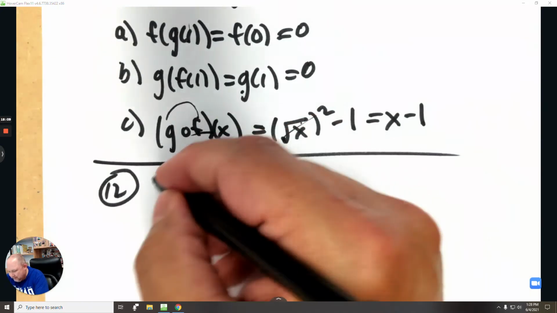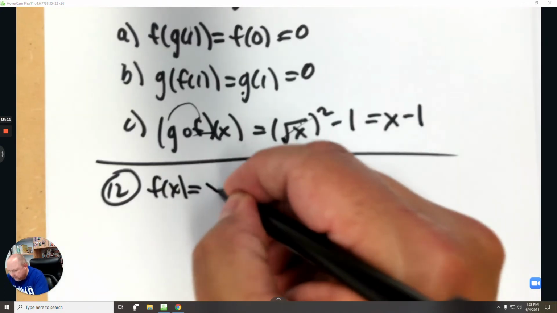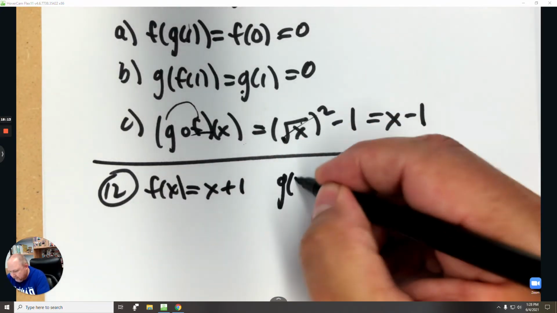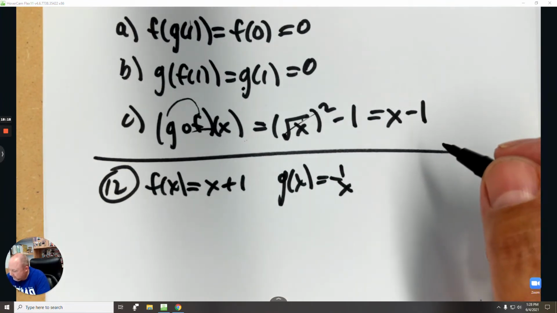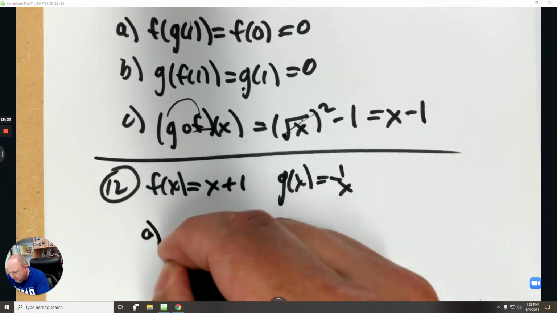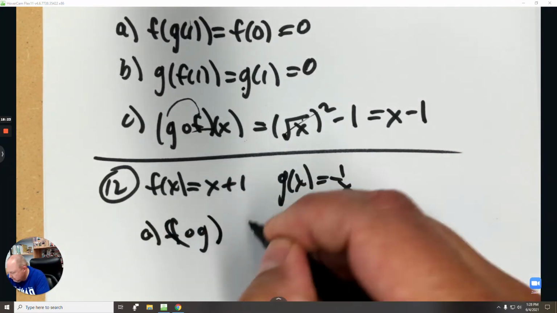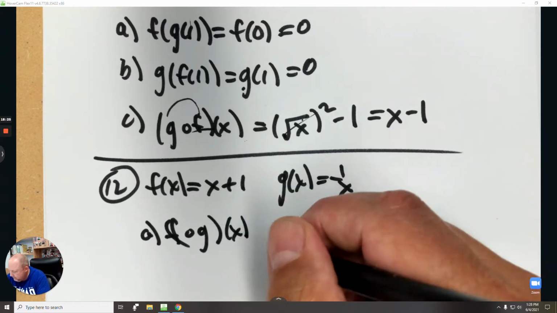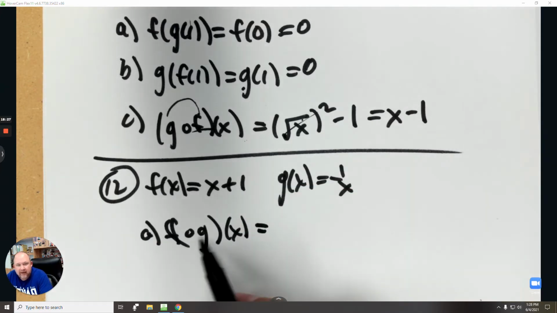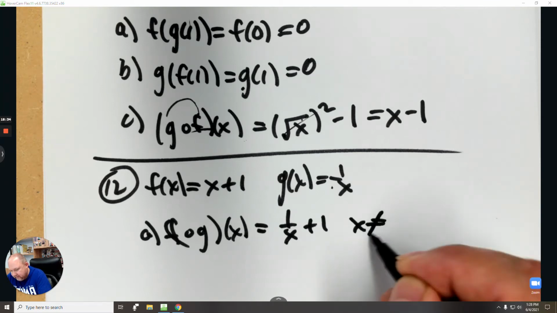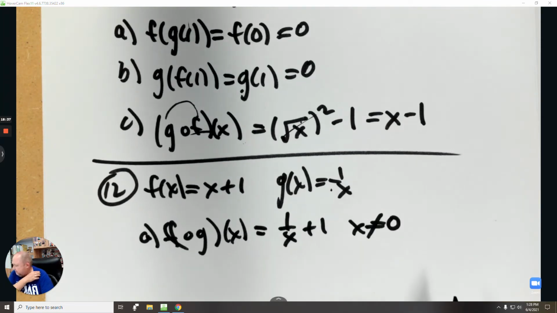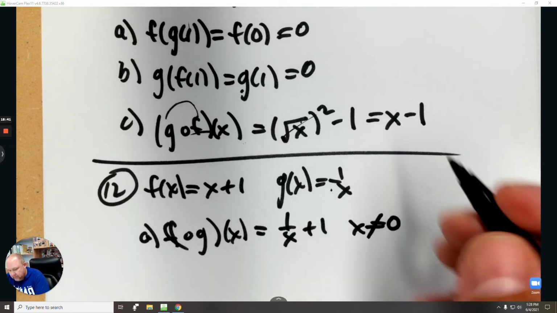12. In question number 12, two different functions. F at x equals x plus 1. G at x is 1 over x. And now the question is, find the following. So if I want f composed by g, and then what's the domain? So f composed by g means g gets plugged into f. So it becomes 1 over x plus 1, and you can tell that x can't be 0 or else it would be undefined.